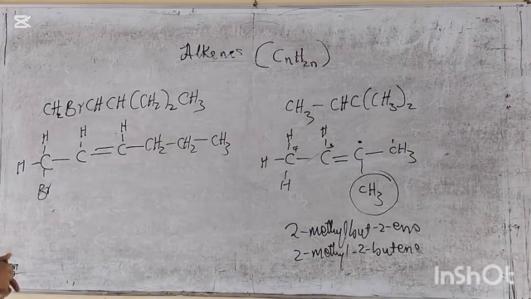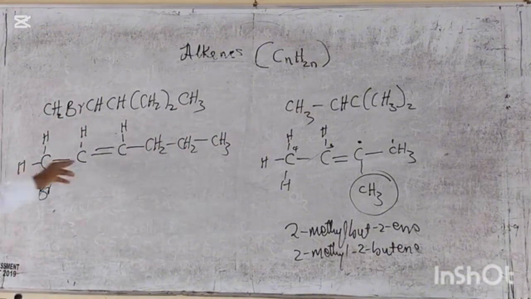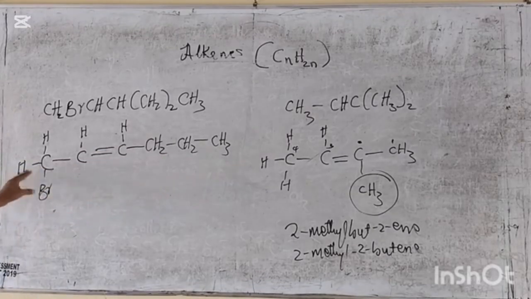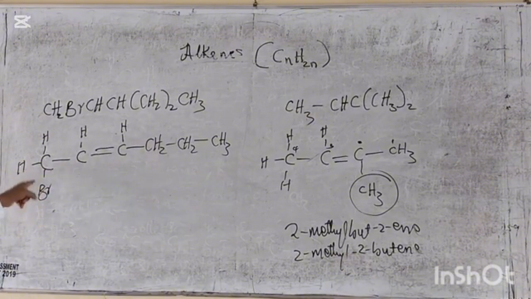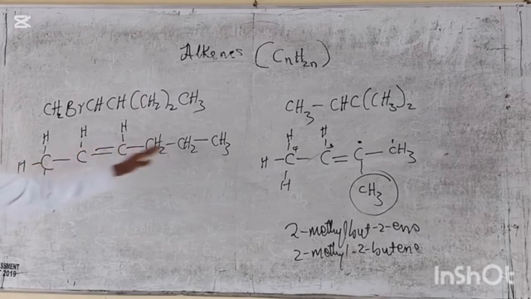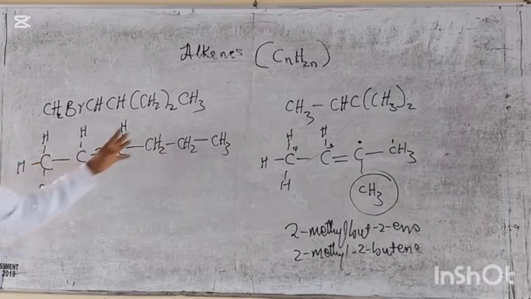So this is it. Now, 1, 2, 3, 4, 5, 6 is hexane. But we have a bromine on carbon 1 and a double bond on carbon 2. So 1-bromo-2-hexene, or 1-bromo, put the 2 in.